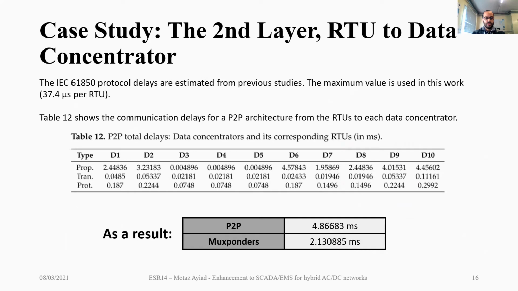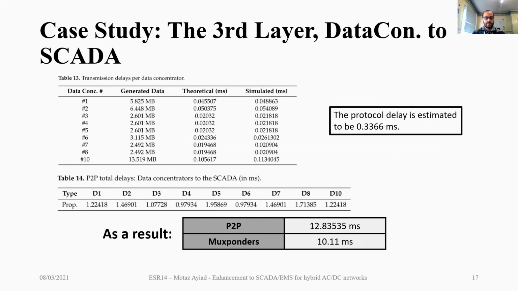There is an additional delay that comes from the protocol. In our case it is the IEC 61850, and it has been estimated at 37.4 microseconds per RTU. By accumulating the previous delays, we can find out that the second layer delay in a peer-to-peer architecture is around 4.86 milliseconds. But if we use the Max Pondos, which are similar to the multiplexer, the time can be reduced to 2.13 milliseconds.